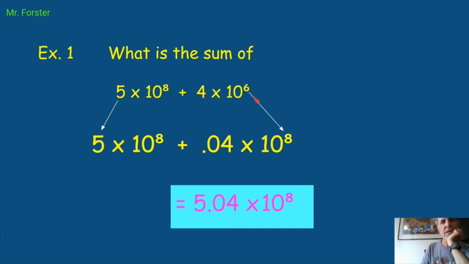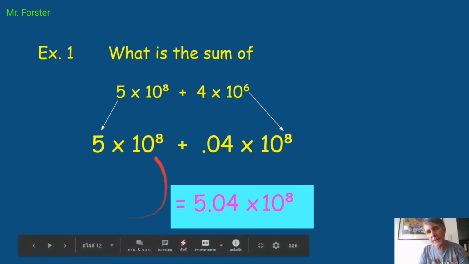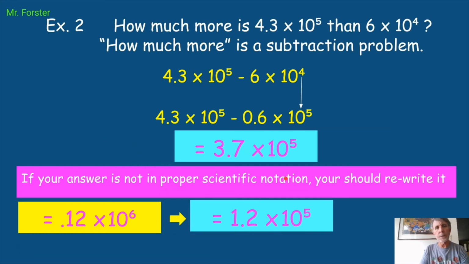So I made this bigger by 2 place values, so I have to make this 4 smaller by 2 place values, and now the decimals are lined up. So we can have 5 plus 0.04, well that's easy, and 10 to the 8th, you do nothing to that. So 5.04 times 10 to the 8th. Let's look at another one.